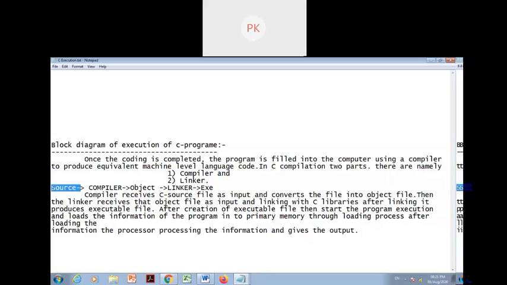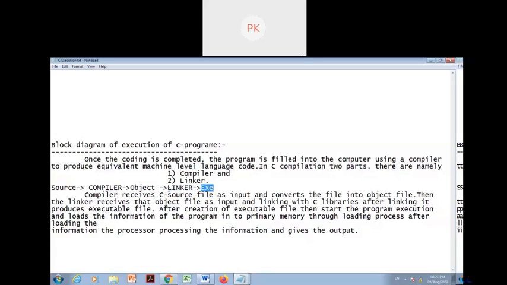So source is nothing but our program. The compiler is fed with the source, that means our program, and it generates an object file. Object file is nothing but a file which contains machine level language, zeros and ones, which can be understood by the computer. So the compiler is fed with the source program, and it generates the object file. This object file goes to the linker. The linker receives the object file and it will generate the exe file, which can be executed by the operating system.